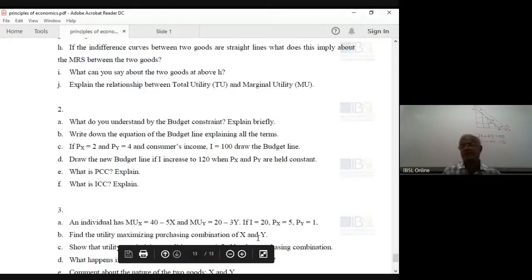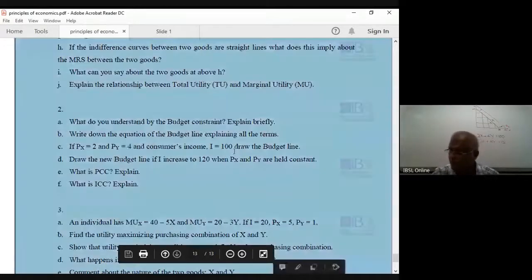ICC also you can explain. When income increases, the budget constraint shifts in parallel, the consumer can attain higher utility, the utility maximizing bundle also shifts, and can afford more and more of X and Y. Then by joining these points, you get the ICC curve. Okay. Now at this point we'll stop.